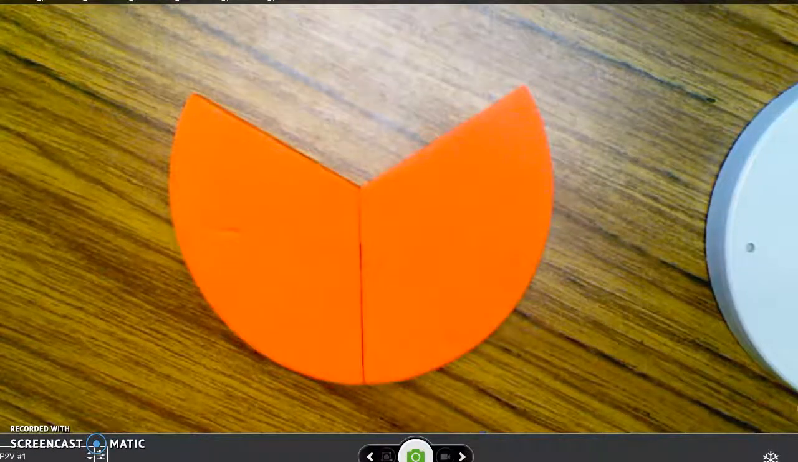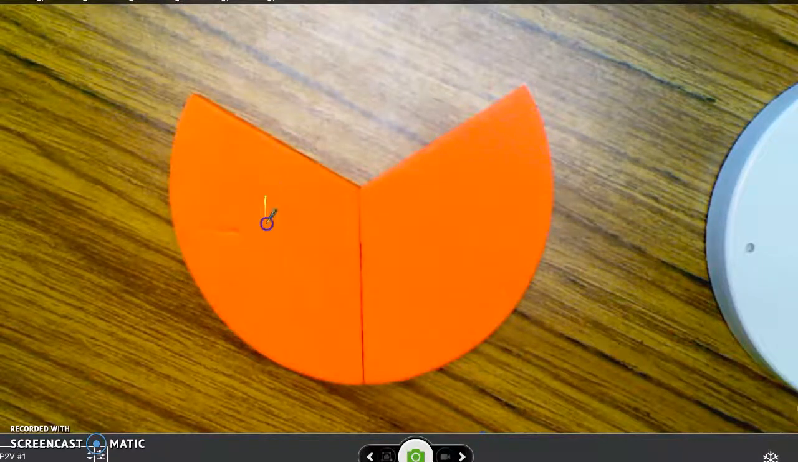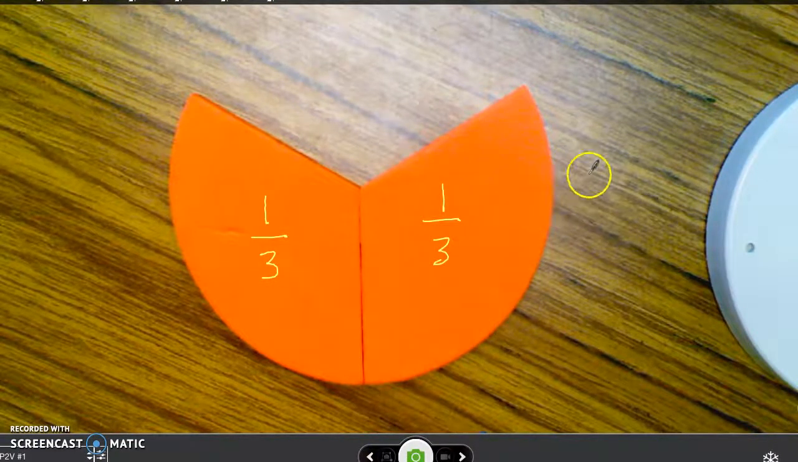Today we're going to add and subtract fractions with unlike denominators by finding common denominators using equivalent fractions. To start, I've got two fraction pieces here, and both of these fraction pieces are 1/3. Two 1/3 pieces is going to equal 2/3.